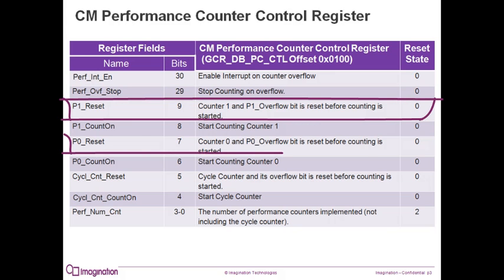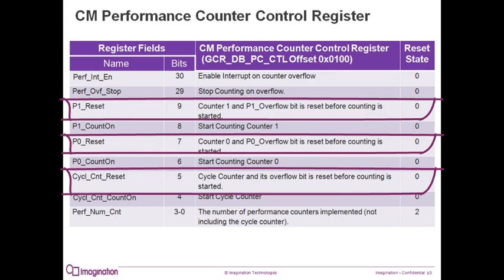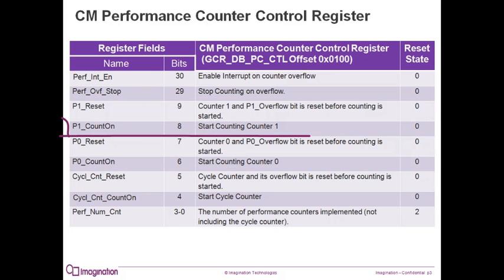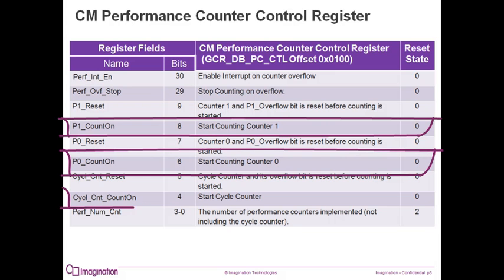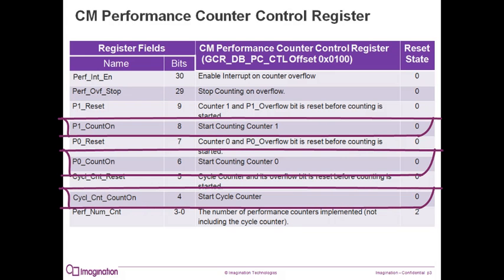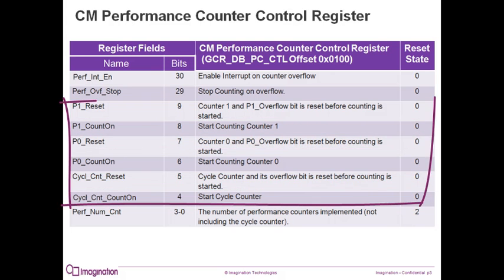Setting the performance 1 reset, the performance 0 reset, or cycle count reset resets the corresponding performance counter register along with its corresponding overflow bit in the counter overflow status register prior to the start of counting. Setting performance counter 1 on, performance counter 0 on, or cycle count on starts counting of the corresponding counter. Reset bits and start bits can be set in the same access. This functionality allows all 3 counters to be reset and started with a single GCR write.